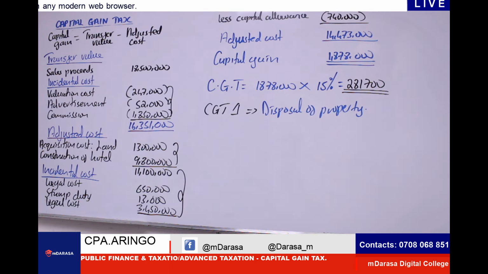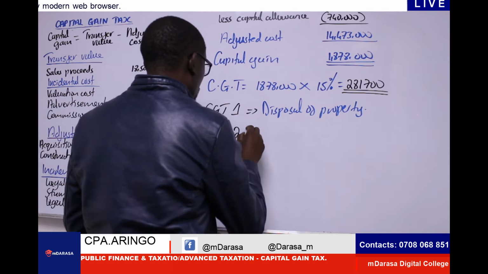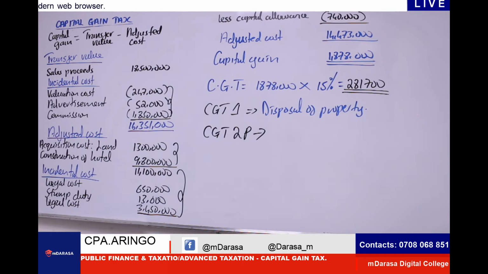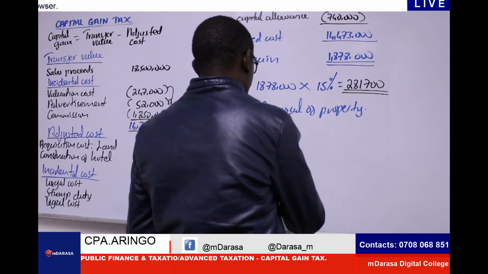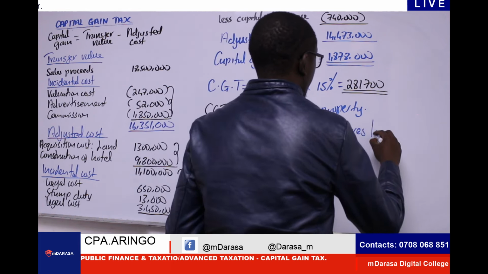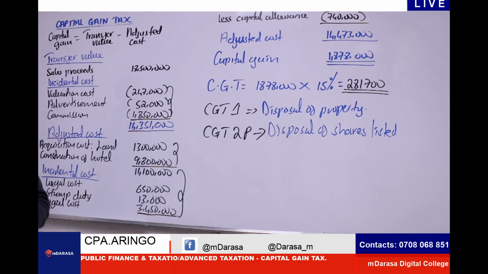Because you've also seen that we're having this other form, capital gain tax form 2P. Maybe next time you might be asked about that form. So it is important to understand that capital gain tax form 2P is used to declare and pay capital gain tax on the disposal of shares listed in the stock exchange. That is form capital gain tax form 2P.